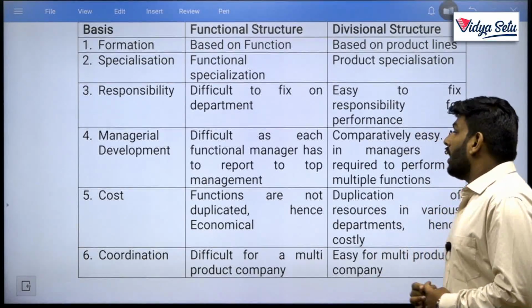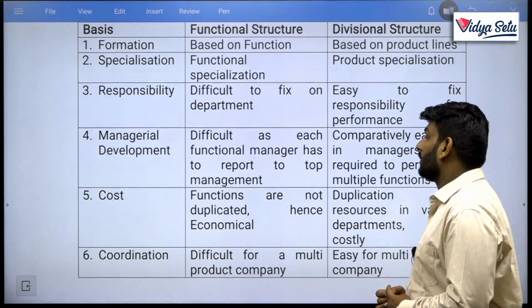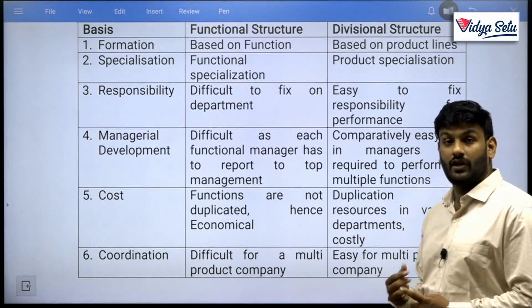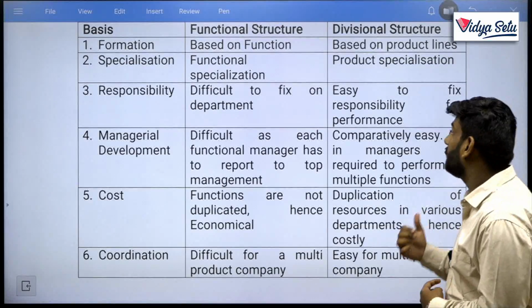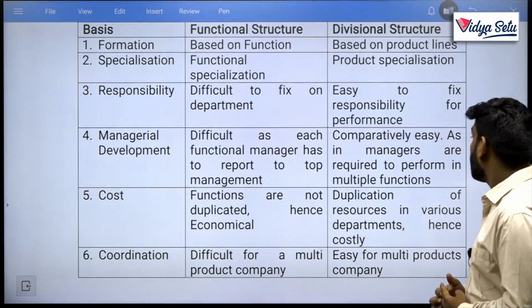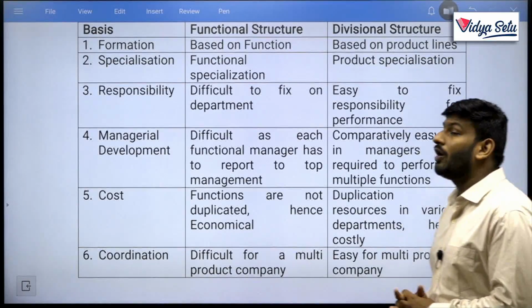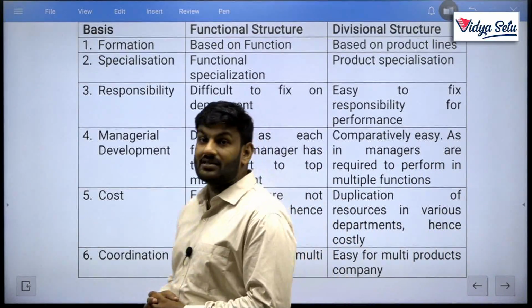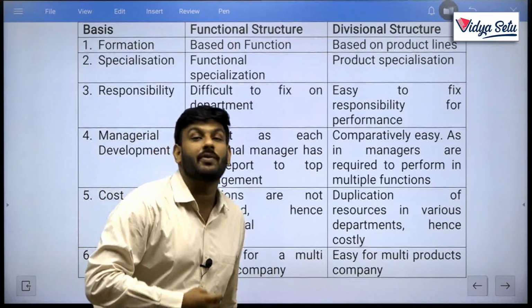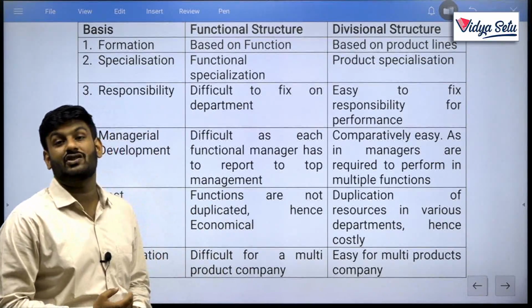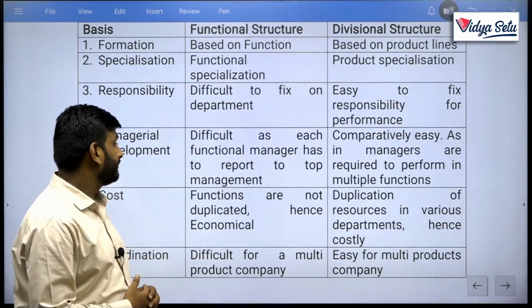Clear? Here, managerial development is difficult in functional structure, as each functional manager has to report to top management. Each functional manager has to report to top management. But in case of divisional structure, it is comparatively easy, because managers are required to perform their separate functions and deal with their separate specialized products. They want to deal with their specialization in their department or products.